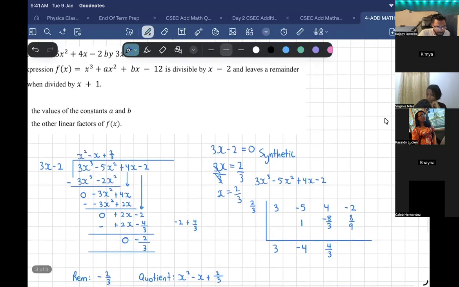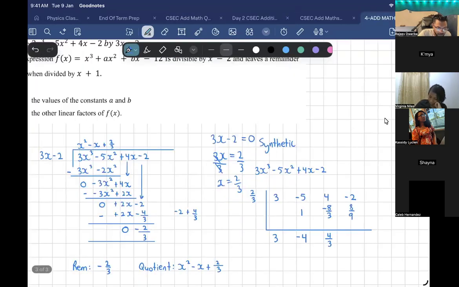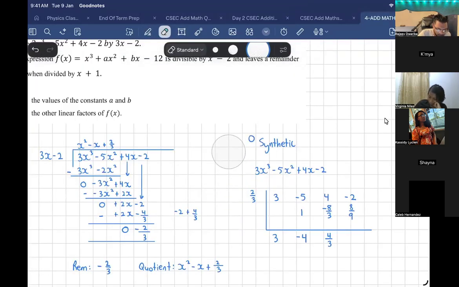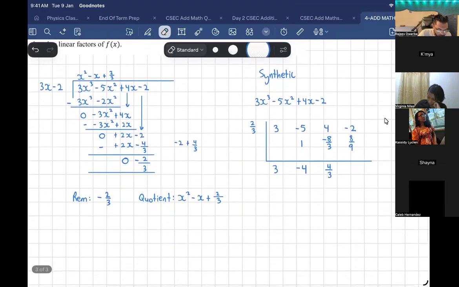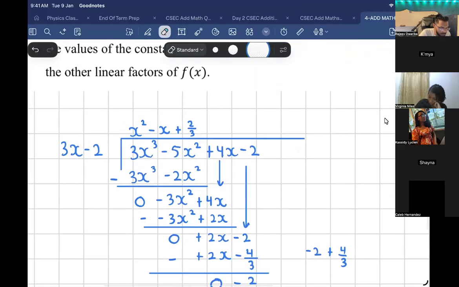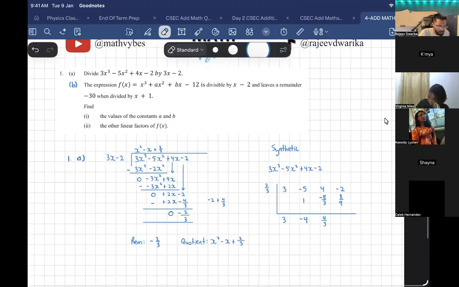Yeah, okay. But let me just verify this, because something is wrong here. You're not getting the answer you're supposed to get. And I'm pretty sure this is the correct answer. Give me a second.